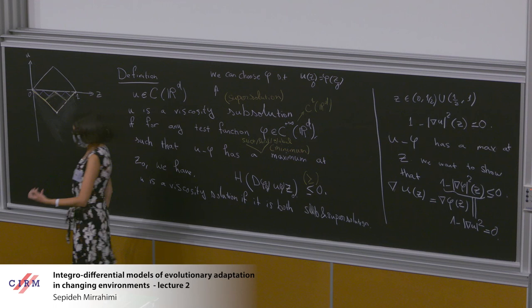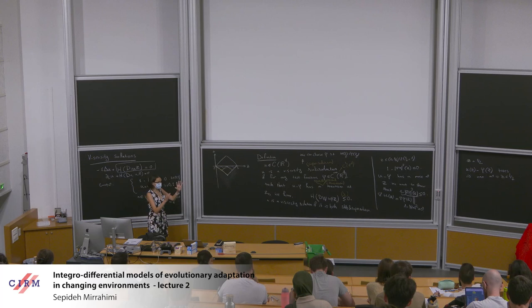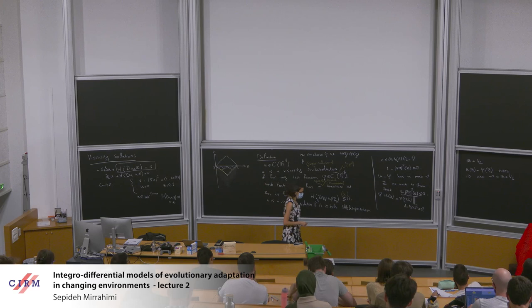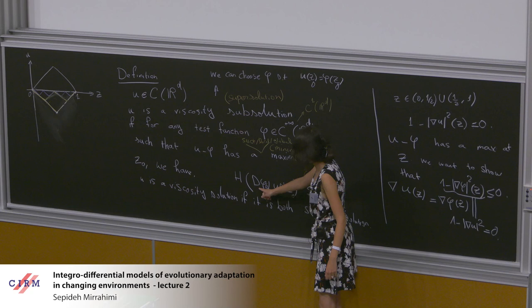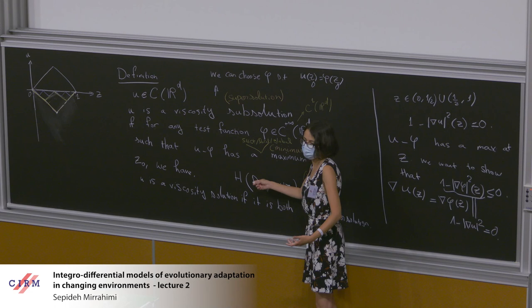At this point, where we are trying to show whether we have a viscosity solution or not, we can restrict the set of test functions to the ones that touch the solution u at that point. And it doesn't change anything. It's like adding a constant to phi; in the derivative, it wouldn't change anything. Okay?